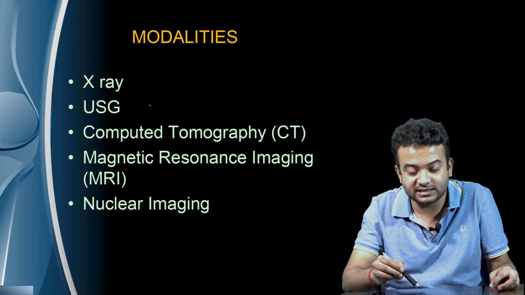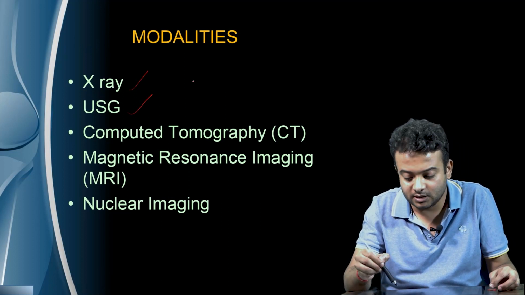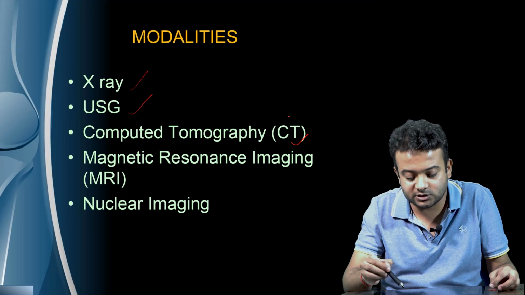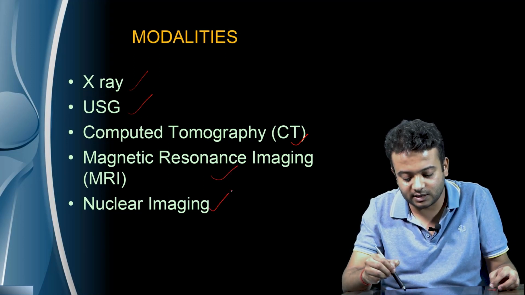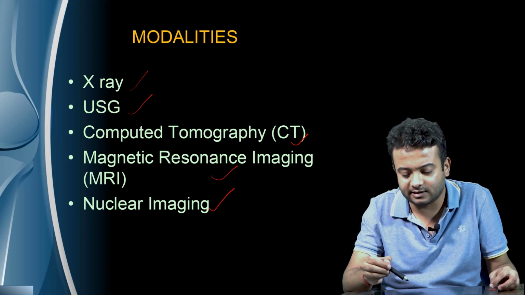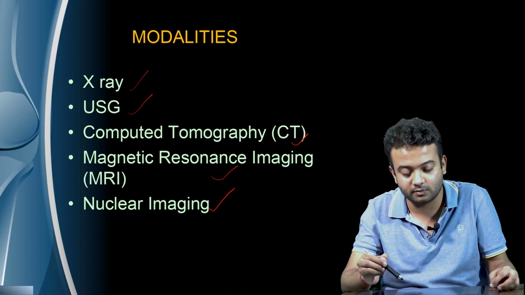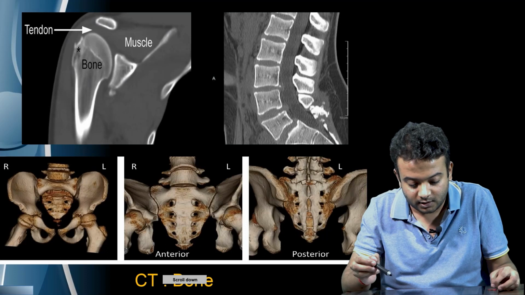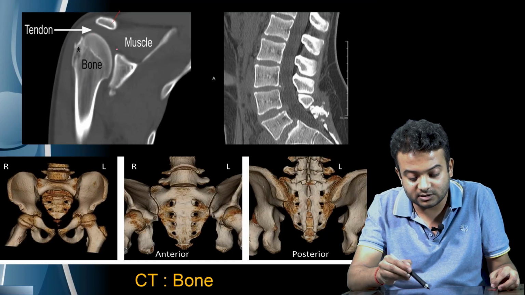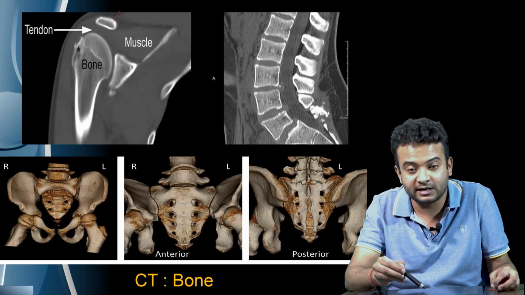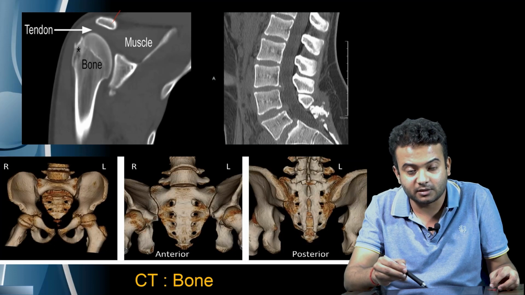So these modalities I have already talked about: the X-rays, USG, CT, which stands for computed tomography, MRI, magnetic resonance imaging, and nuclear imaging. Even other scans are there, like radionuclide imaging, which we'll not be discussing today. Here you can see the X-ray in which the bones are shown as white. The tendons and muscles are relatively more radiolucent than the bones.